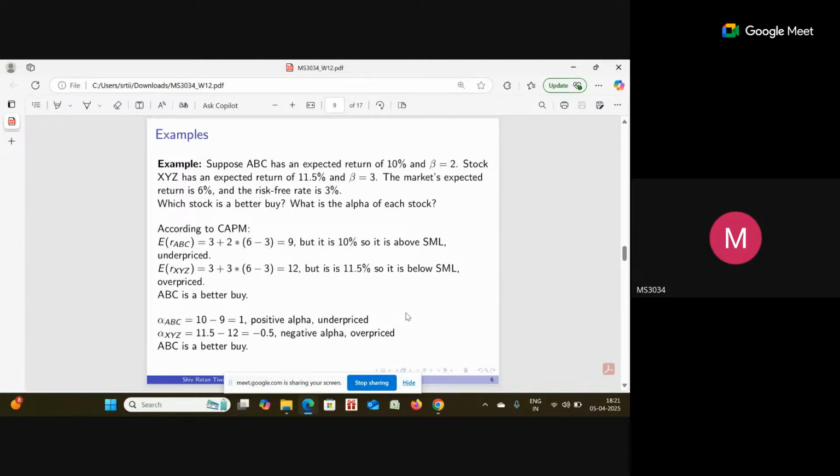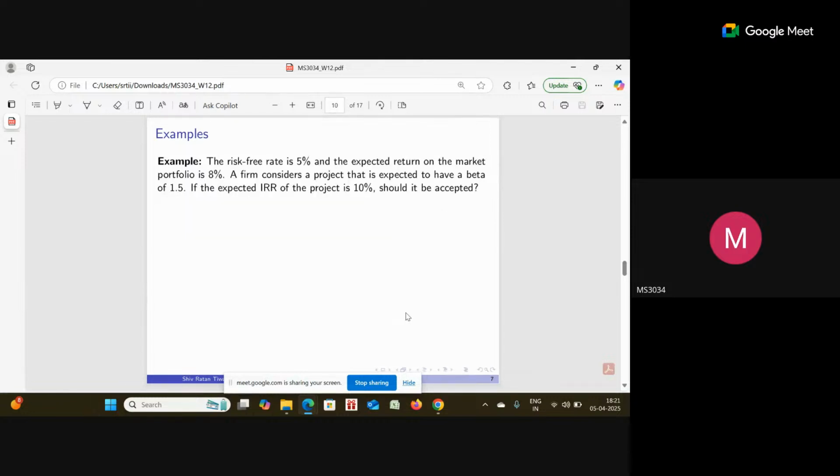Any questions, any doubts in such type of problems? Okay. Coming to the second example, it says the risk-free rate of return is 5% and the expected return on the market portfolio is 8%. A firm considers a project that is expected to have a beta of 1.5, and if the expected IRR of the project is 10%, should it be accepted or not?